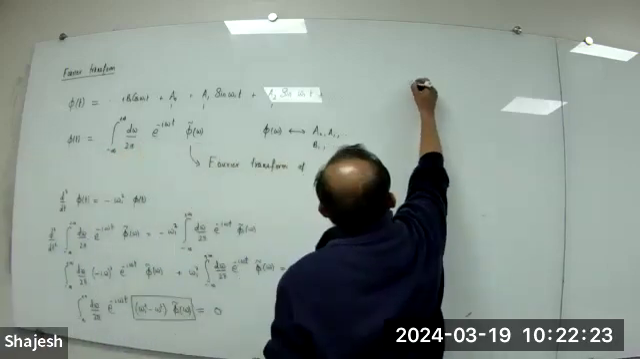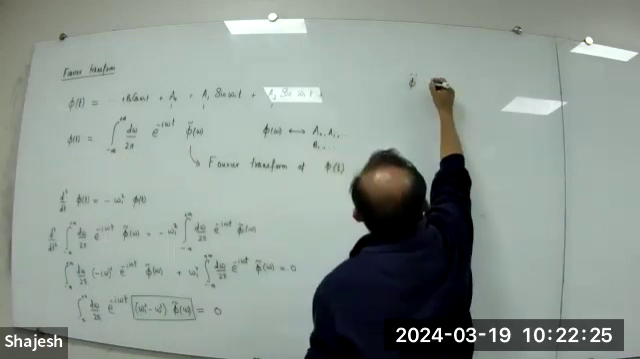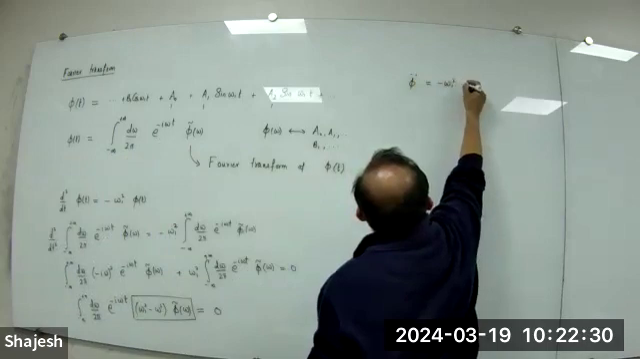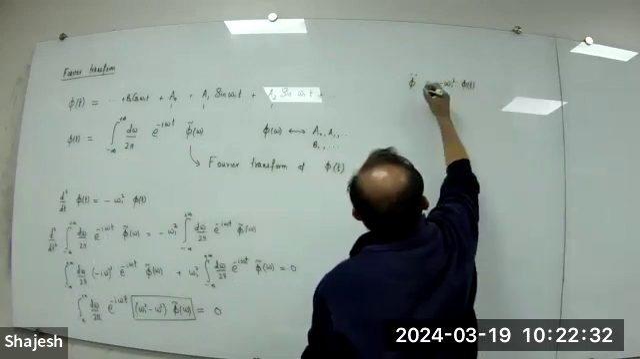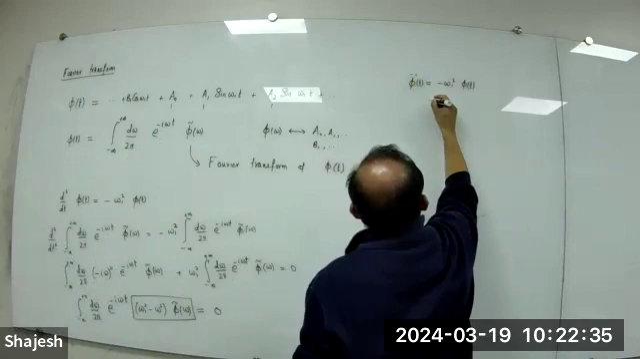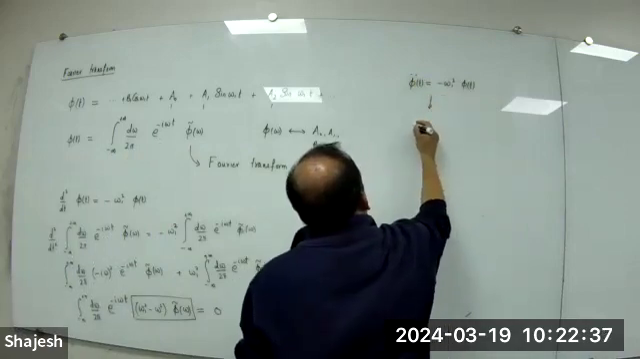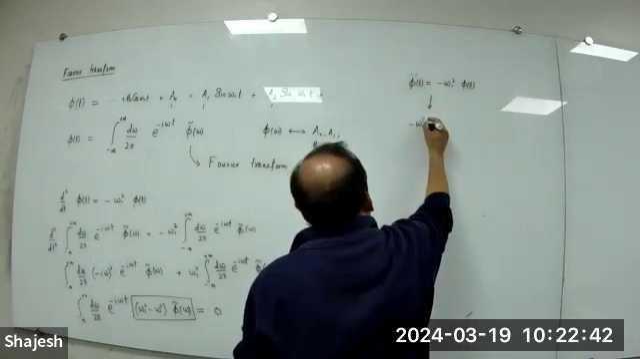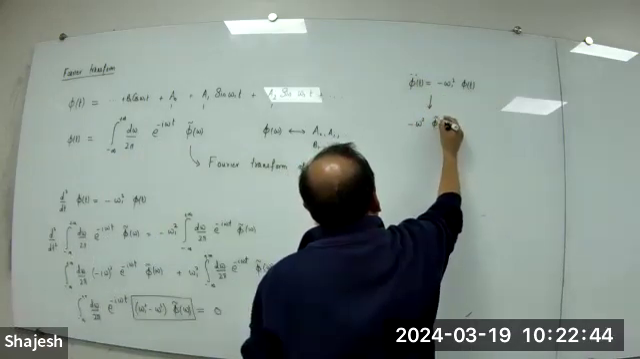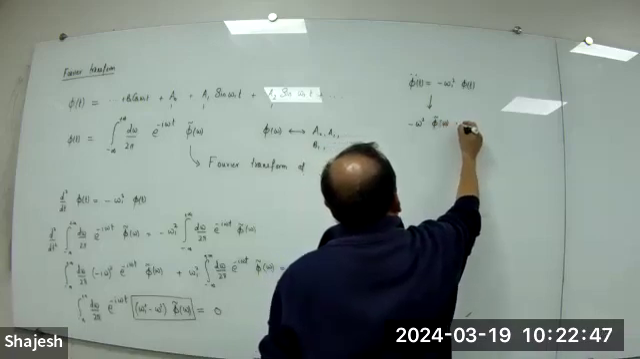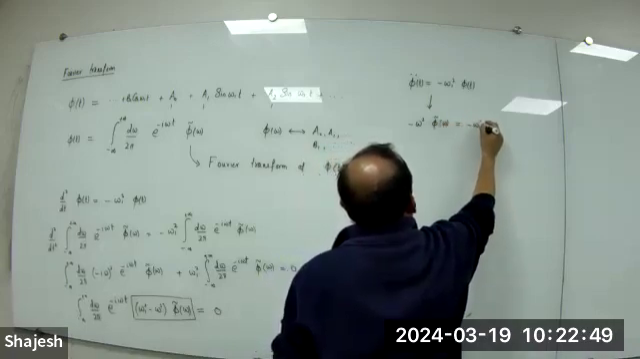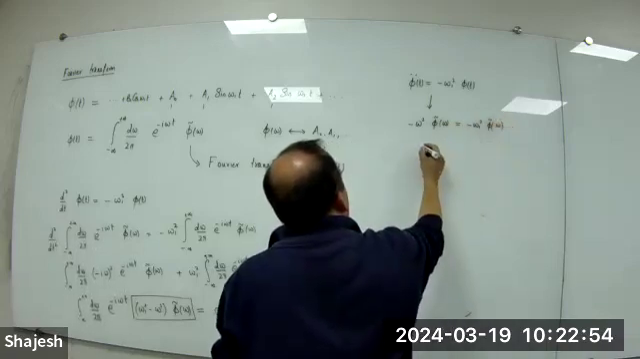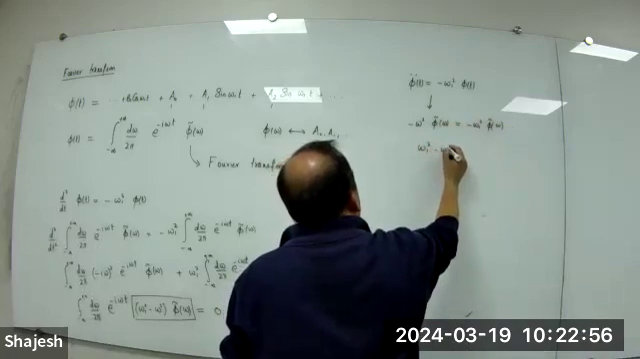So phi double dot is equal to minus omega 1 square times phi of t, let's say. That's t. This in the Fourier space becomes minus omega square phi tilde omega is equal to minus omega 1 square times phi tilde omega. And this can be written as omega 1 square minus omega square.